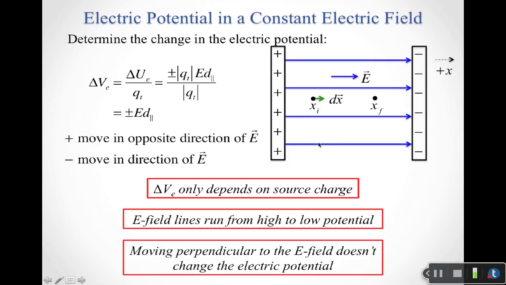The other thing is that moving perpendicular to the electric field doesn't change the electric potential. So I can move, say, to the right, and that will change the electric potential. I can move to the left, that will change the electric potential in this particular situation where I have an electric field that points to the right. But moving up or down doesn't change the potential at all because I'm moving perpendicular to the electric field here. So this d parallel tells me that I only care about distances that I'm moving parallel to the electric field if I want to think about how I'm changing the electric potential.